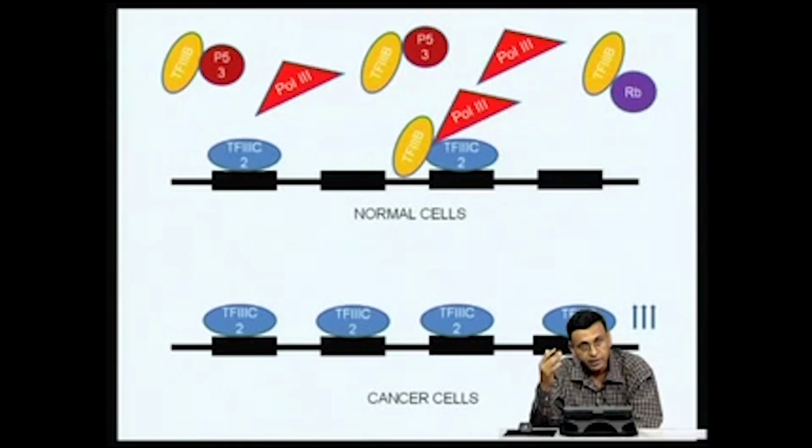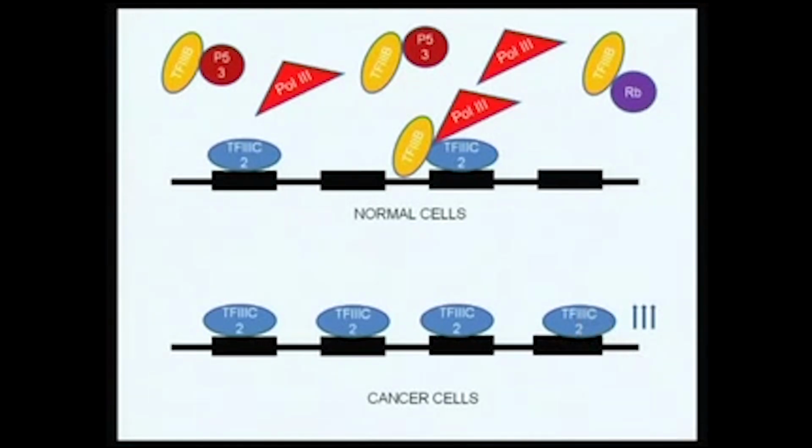TF3C is a very complicated transcription factor and consists of a number of subunits. One of the TF3C subunits is called TF3C2, and it turns out the TF3C2 subunit itself, which is actually the DNA binding component, is upregulated in many of the cancer cells. So compared to normal cells, in cancer cells there are very high levels of TF3C, and therefore the number of tRNA gene promoters which are occupied by TF3C is much higher compared to normal cells.